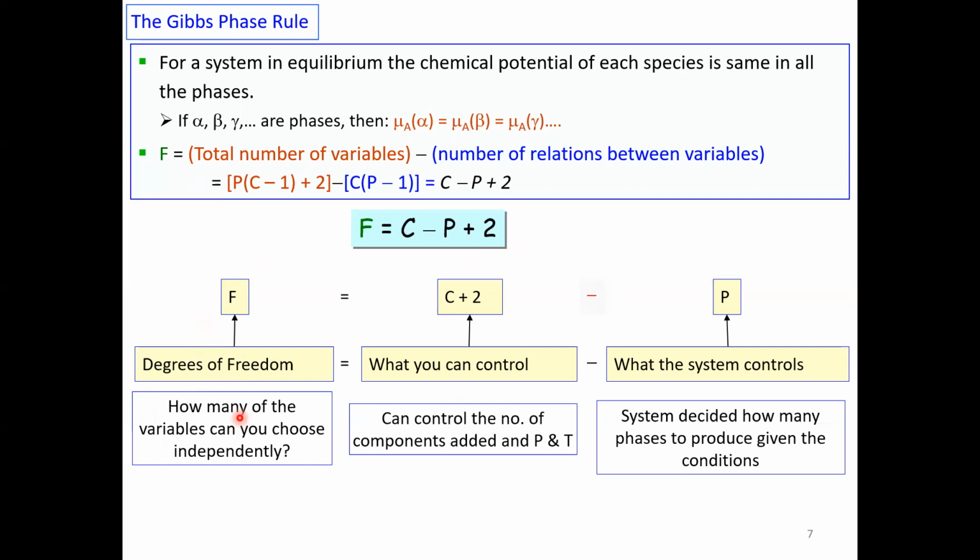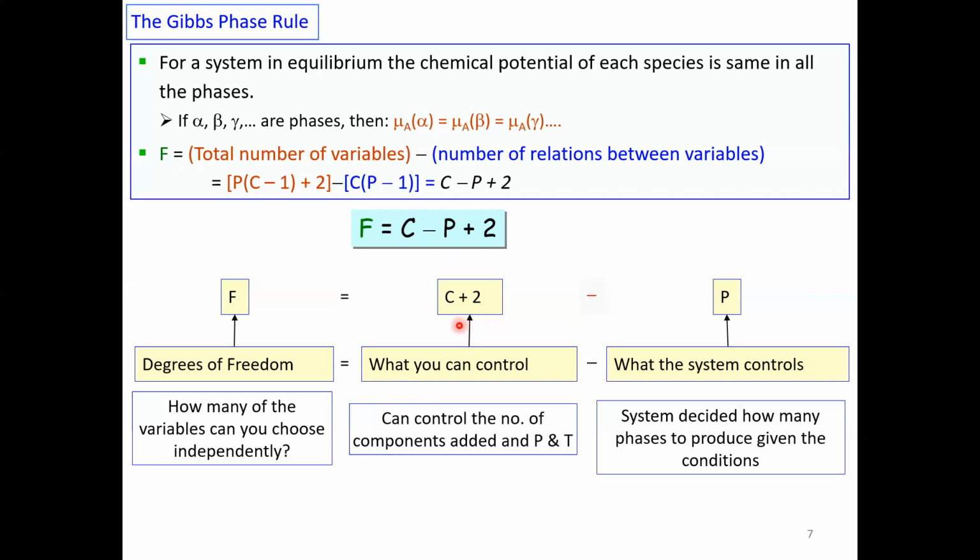Okay, so this is the number of components, the number of things that you can control. You can control the compositions, what you're adding into the system, right? Adding or removing into the system. And 2 comes because you're controlling pressure and temperature.